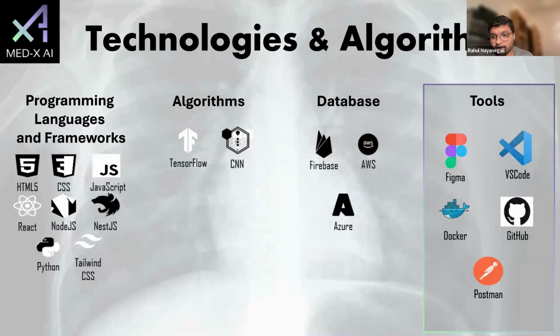Finally, let's explore the essential tools that streamline our development process. From design to development, we rely on a suite of tools to collaborate efficiently and maintain high standards of quality. Figma enables us to create and iterate on our user interface design seamlessly. VS Code is our trusty code editor, while Docker simplifies the deployment of our application into any environment. GitHub serves as our version control system, keeping our code base organized and accessible. And lastly, Postman helps us test and validate our APIs, ensuring they meet the required specifications.